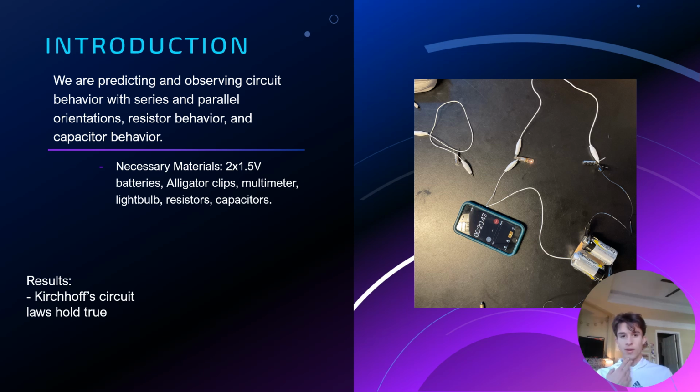So in this lab, we are predicting and observing circuit behavior in both series and parallel orientations. This will help us learn more about resistor behavior and capacitor behavior. The necessary materials are two 1.5 volt batteries, alligator clips, multimeters, light bulbs, resistors, and capacitors. And the results we found are that Kirchhoff's circuit laws hold true.